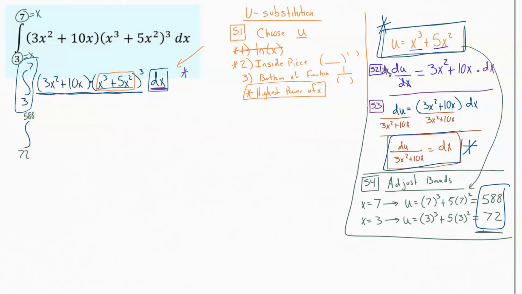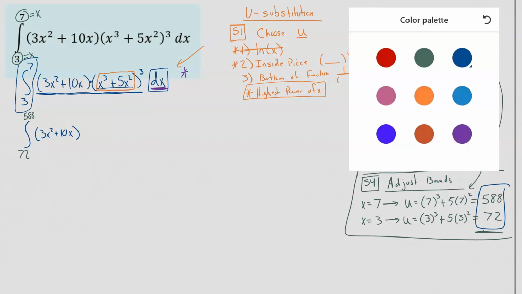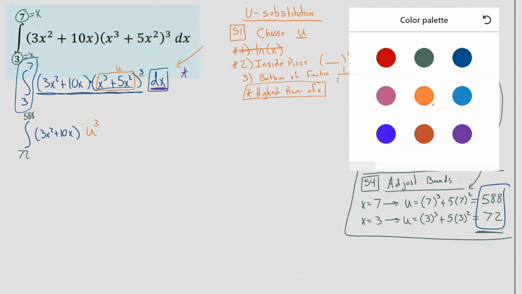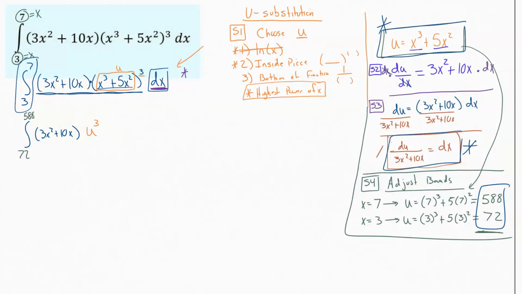Nothing happened to that 3x squared up front yet. So that is all still there. Then this stuff inside there, that became our u to the third. And then dx becomes our du over 3x squared plus 10x. So at this point in the process, any u's or any x's that were left in the problem should hopefully cancel out with x's you plugged into the problem.